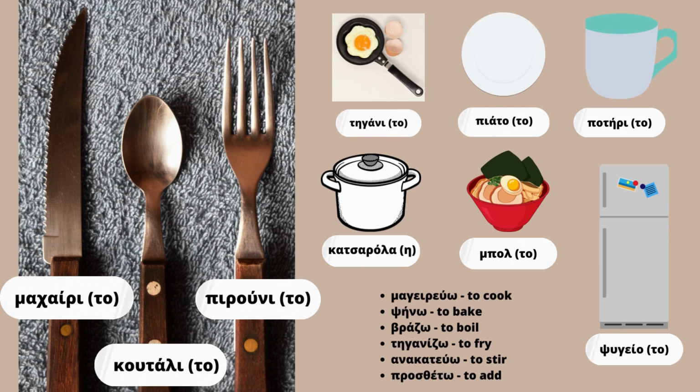Finally, I have written a few words related to the kitchen, which are also good to know, and especially if you cook according to the Greek recipes, you will come across them all the time. So let's check them out. The first one is μαγειρεύω. This is the verb for cooking. Μαγειρεύω, to cook. Ψήνω, to bake.